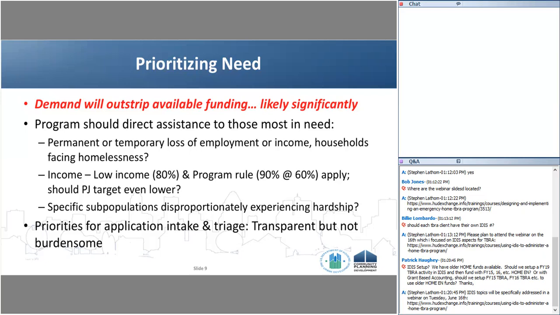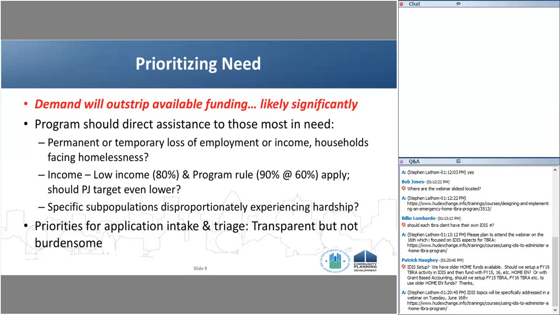Now, a recent Urban Institute review of 43 state and local emergency TBRA programs that were created or repurposed to respond to COVID indicated that many of the programs do prioritize based on their assessment of needs. While it is difficult to say that some needs are more important than others, and I don't minimize that comment in the least, a PJ may want to direct its limited assistance to those most in need and perhaps not assisted through other programs, which Steve will address in a little bit.